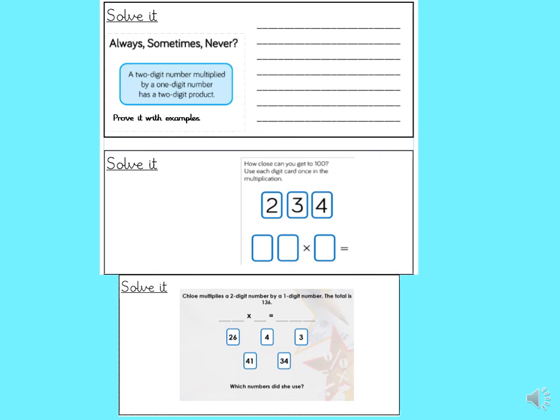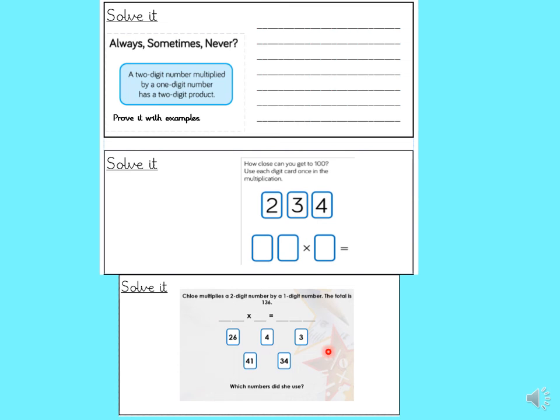And today there are 3 solve-its. Remember, you do not have to do all of the solve-its. If you want to challenge yourself, then you can. So the first one is an always, sometimes and never. I want you to prove your answer with some examples. This is quite a fun one. You'll need to play around with the numbers a bit. You need to see how close you can get to 100 using these numbers. So you'll need to do a 2-digit times by a 1-digit to do that.